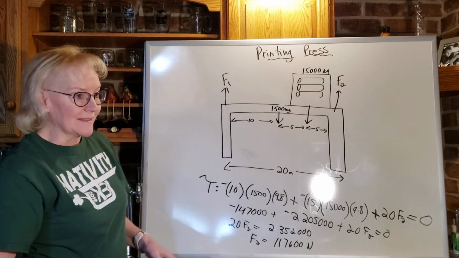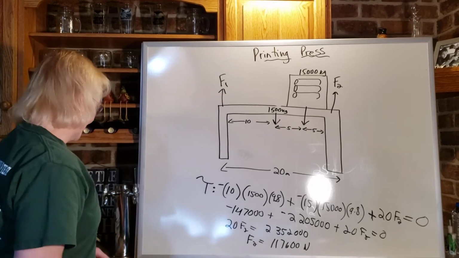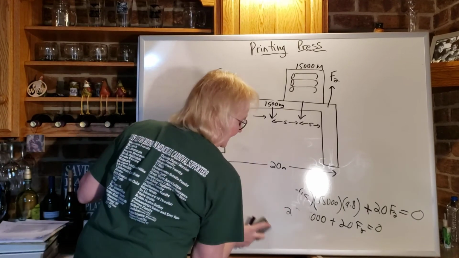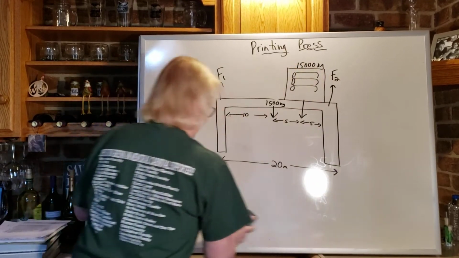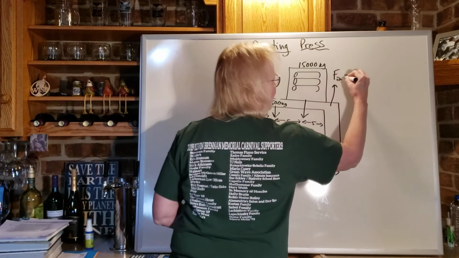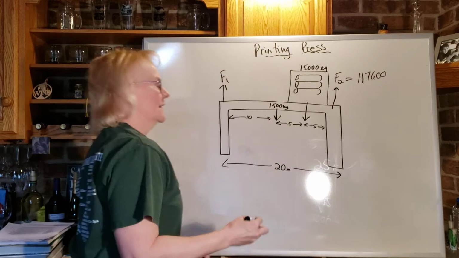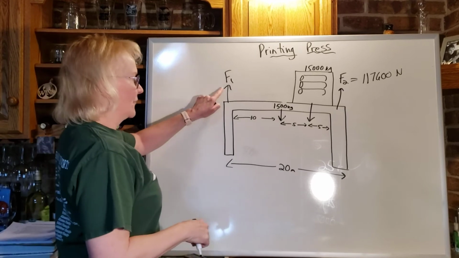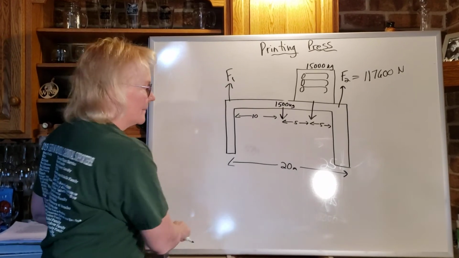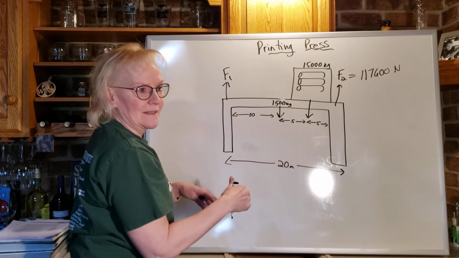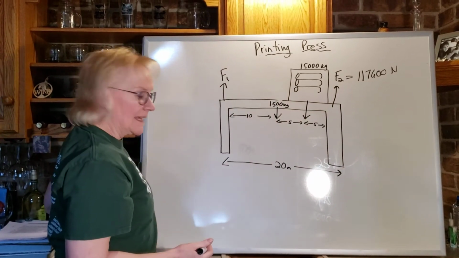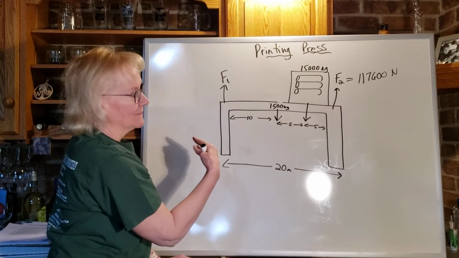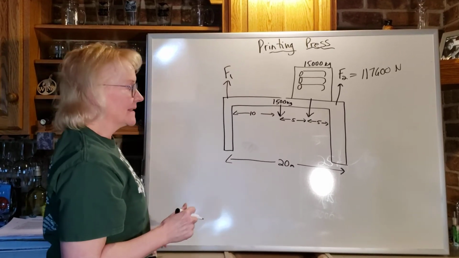I'm running out of space, but next we have to solve for F1. So if you have to watch this more than once, do so. I'm going to erase that. So I now know that this is 117,600 newtons. The easiest way to figure out F1 is that all of the upward forces and all of the downward forces should balance out. So I call this technique ups and downs. You could take the torque from this side and do exactly like we did last time. You'd get the same answer, but I think ups and downs is easier.